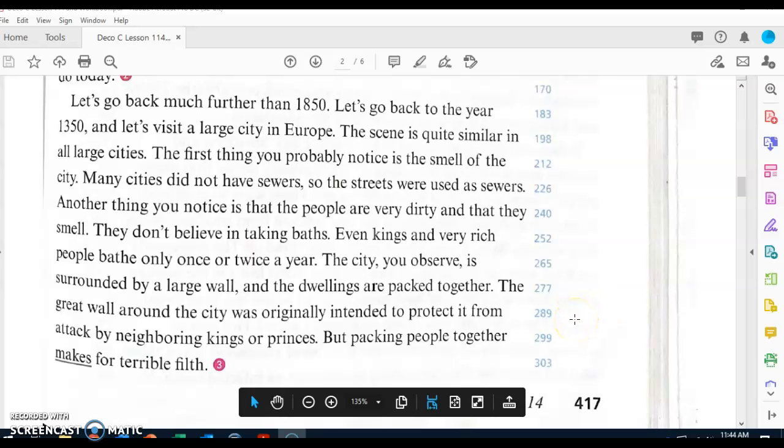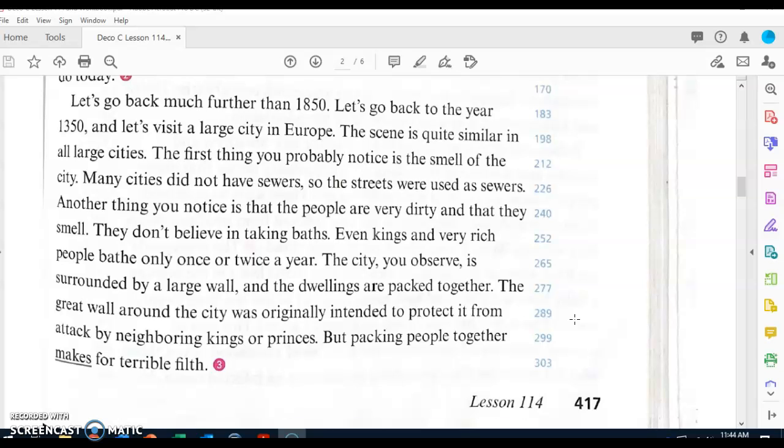Let's go back much further than 1850. Let's go back to the year 1350 and let's visit a large city in Europe. The scene is quite similar in all large cities. The first thing you probably notice is the smell of the city. Many cities did not have sewers, so the streets were used as sewers. Another thing you notice is that the people are very dirty and that they smell. They don't believe in taking baths. Even kings and very rich people bathe only once or twice a year. The city, you observe, is surrounded by a large wall, and the dwellings are packed together.